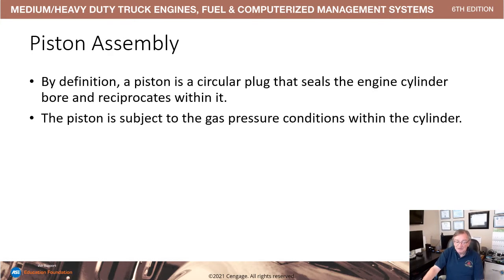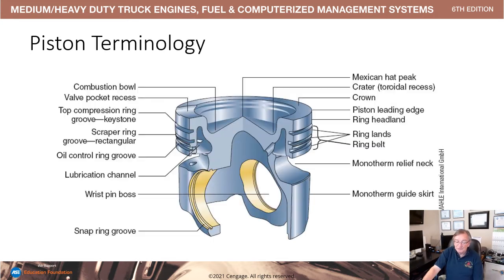Piston assembly. By definition, a piston is a circular plug that seals the engine cylinder bore and reciprocates within it. The piston is subjected to gas pressures within the cylinder. And here's a cross-section of a piston. We have the combustion bowl on the left, valve pocket, the ringland area where the rings are. We're showing the compression rings at the top, scraper rings, groove rectangular style, oil control rings, a lubrication channel where oil will flow, and snap ring grooves on the piston pin boss.